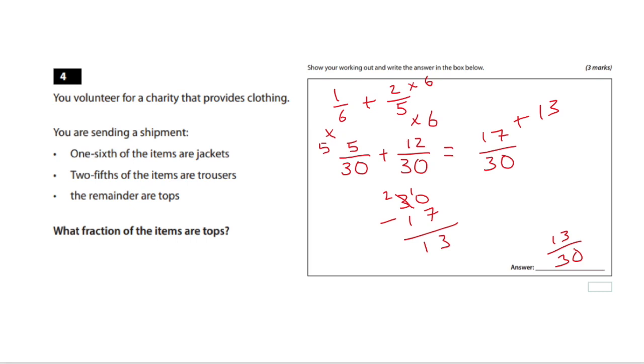And that's a 3-mark question. So you're going to get your first mark for recognising that there are fractions and that you have to convert those fractions so the denominators are the same, and you're going to get another mark for working out the remaining number of tops.